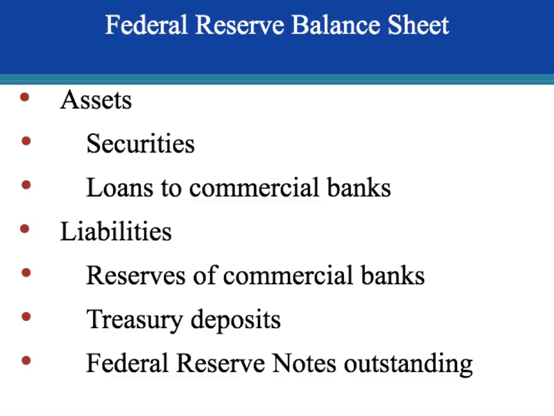And then liabilities. They have the reserves of commercial banks. Whether it's actual reserves or excess reserves, they can be stored at the Federal Reserve Bank, and the Federal Reserve pays interest on those. Also, Treasury deposits. The U.S. Treasury keeps deposits there and then draws checks on them to make payments. And also, Federal Reserve notes outstanding. Basically, any money that's in circulation is counted as a liability. And when I say money, I mean cash, paper money.